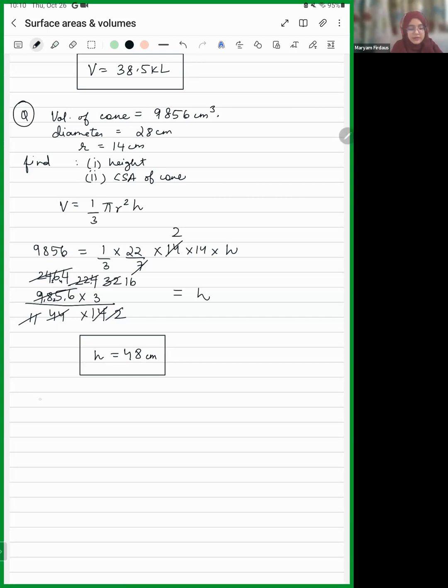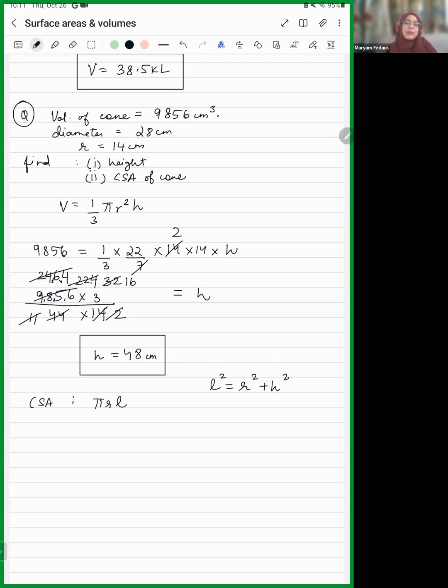Then we have to find the CSA of the cone. What do you remember? What is the formula for CSA? Ma'am, pi r l. Pi r L. Now we don't know L. Can we find L? Yes, ma'am. To find L, what do we need? L square equal to r square plus h square.